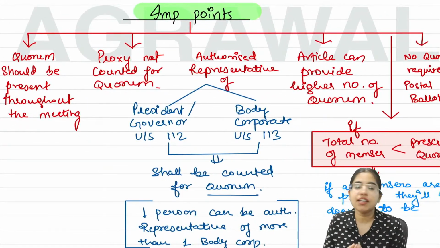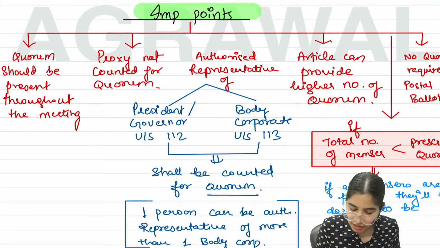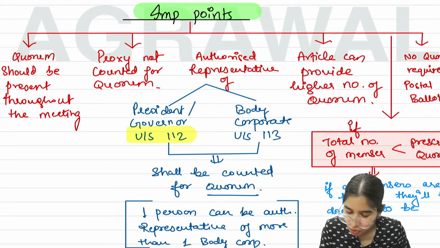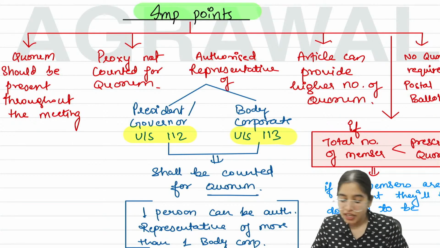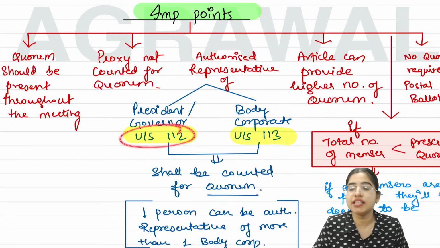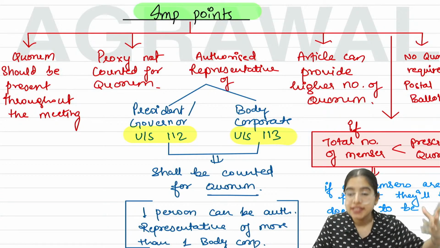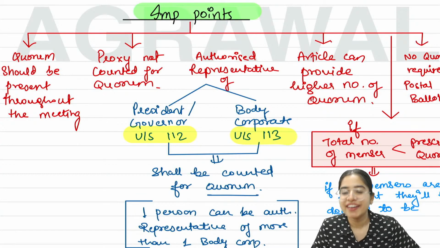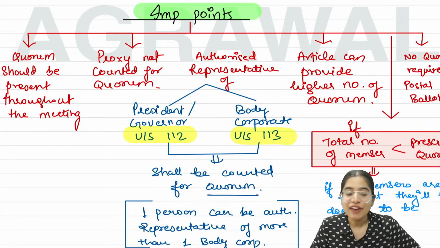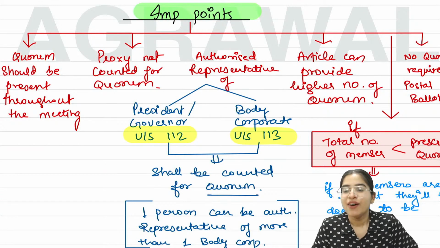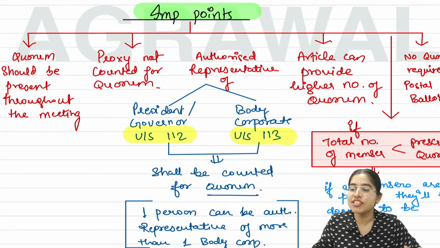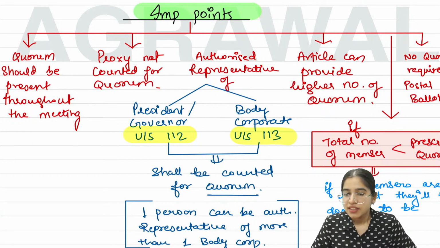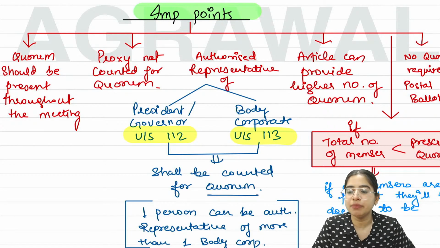Next is, there is a concept of authorized representative. There are two sections, section 112 and section 113. Section 112 says that if the president of the country or the governor of the state is holding shares in any company, then how will they attend the meeting?